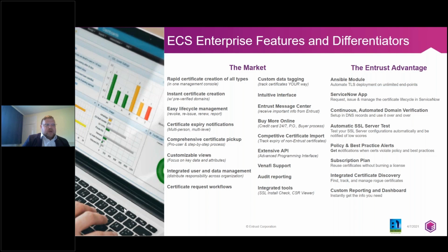The good news is that with Entrust Advantage, we actually address and solve all of these market issues, whether it's automatic SSL service tests, policy and best practice alerts, as well as our flexible licensing policies. Not to mention that we also offer reporting and installation support tools and knowledge base articles as well. Next slide.